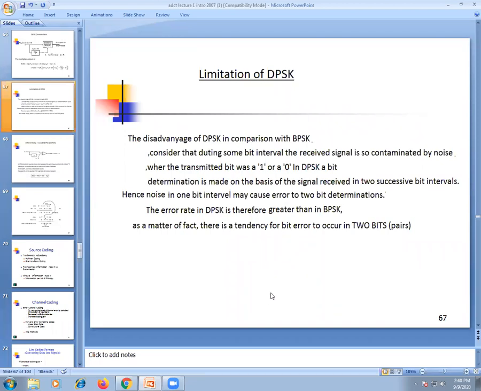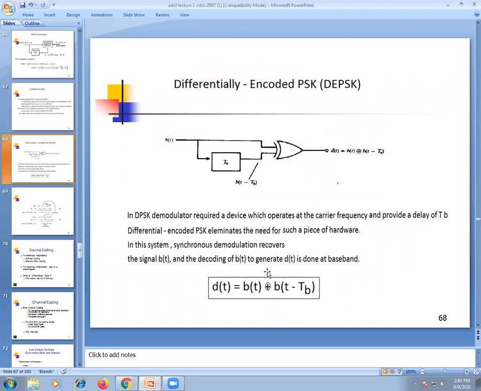That's why if any one of the bits is affected by the noise, 2 bits are contaminated. That is the major limitation of DPSK. Okay. Now, the DPSK approach.